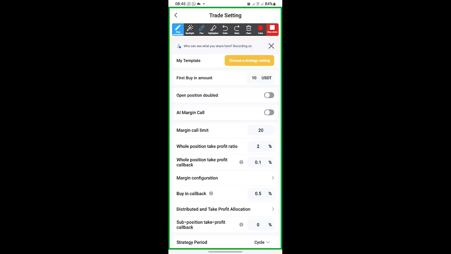So the whole percentage profit ratio is the percentage you take out of the market whenever the bot sells. Then the whole percentage profit callback is the additional percentage. So this is the subtracted percentage, the buy callback, that I want my bot to rise up by 2%, then to increase by 0.1, then to decrease by 0.5, so that it sells.